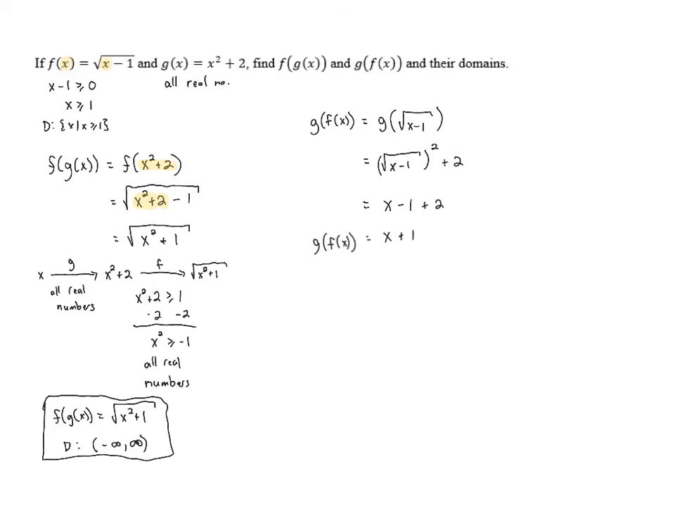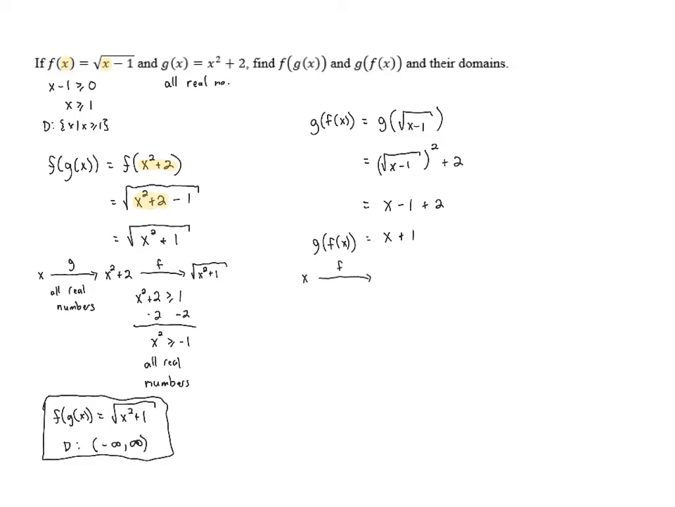Now, if you were to just look at this as a function, you might think that the domain is going to be all real numbers, because x plus 1 doesn't have any radicals or fractions. It looks good. However, because this came from a composition of functions, we have to look at each step of that composition. And we're going to see that the domain is not all real numbers.